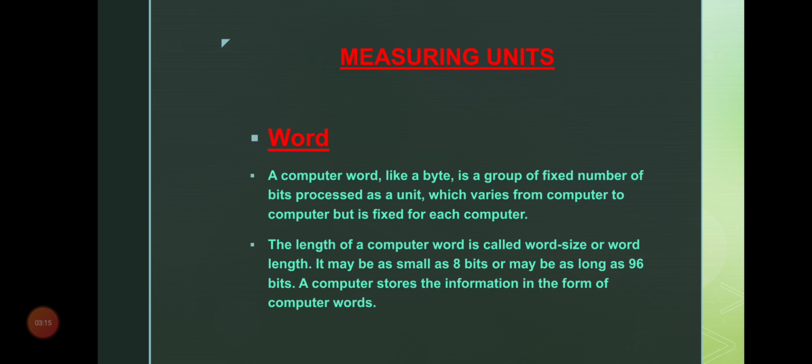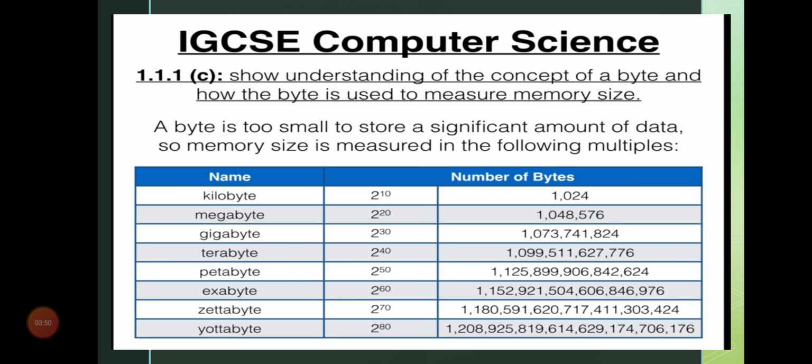Measuring the units: a computer word, like a byte, is a group of a fixed number of bits processed as a unit, which varies from computer to computer but is fixed for each computer. The length of a computer word is called the word size, and it may be as small as 8 bits or as long as 96 bits. A computer stores the information in the form of computer words.